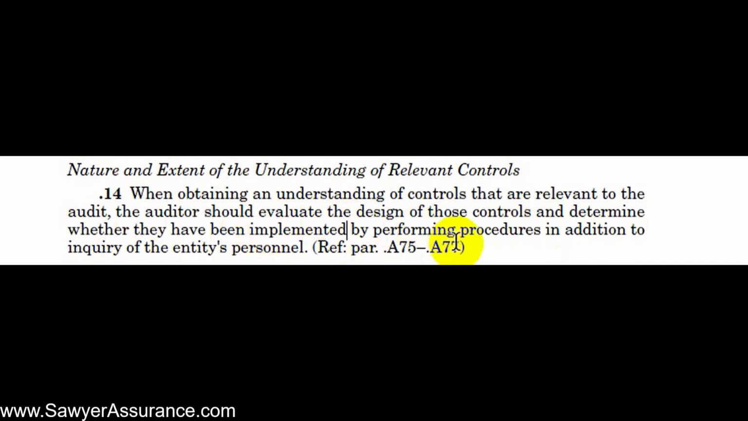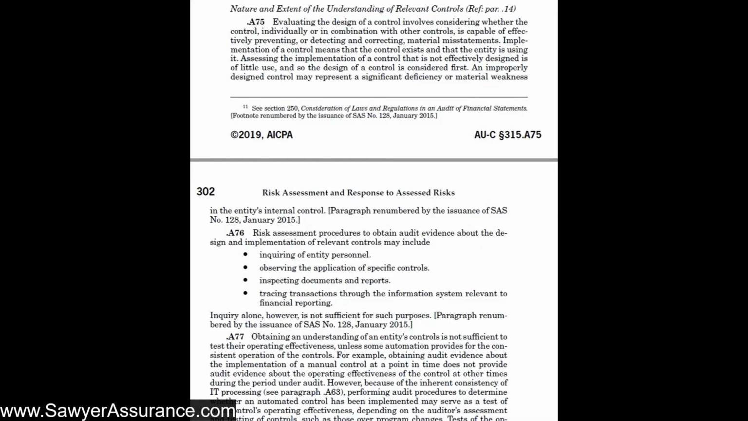So let's go down to the explanatory material. Okay, so now we're down to explanatory material about the nature and extent of gaining an understanding of the entity's relevant controls. First they tell us a little bit about the difference between what the design of a control is and what implementation of the control is. As we discussed before, if the internal control is poorly designed, then there could certainly be a significant deficiency or material weakness, no matter if they've implemented the control. Certainly if they implement a control that's poorly designed, that's not really helpful. So we need to understand how they're designed.